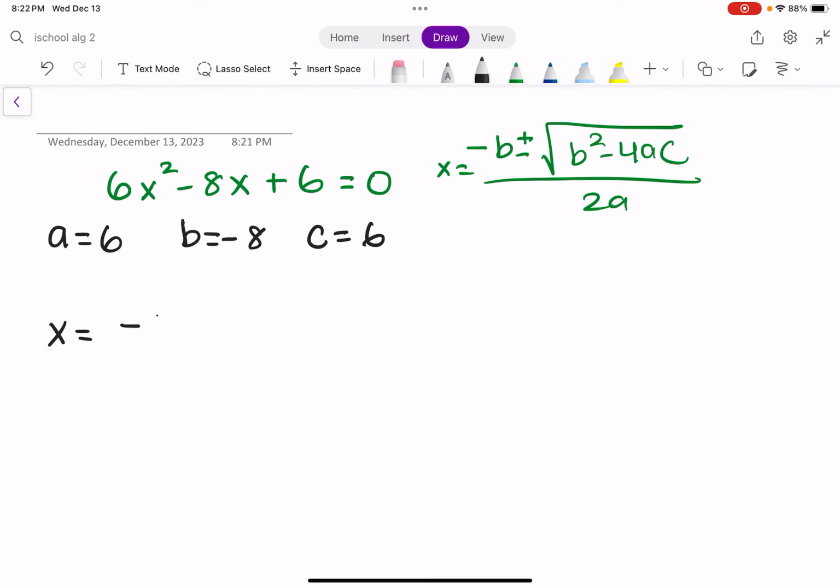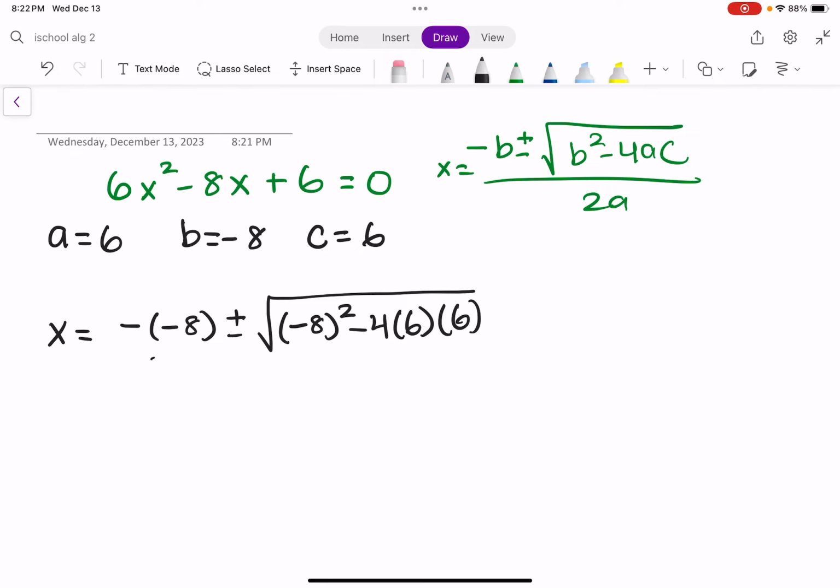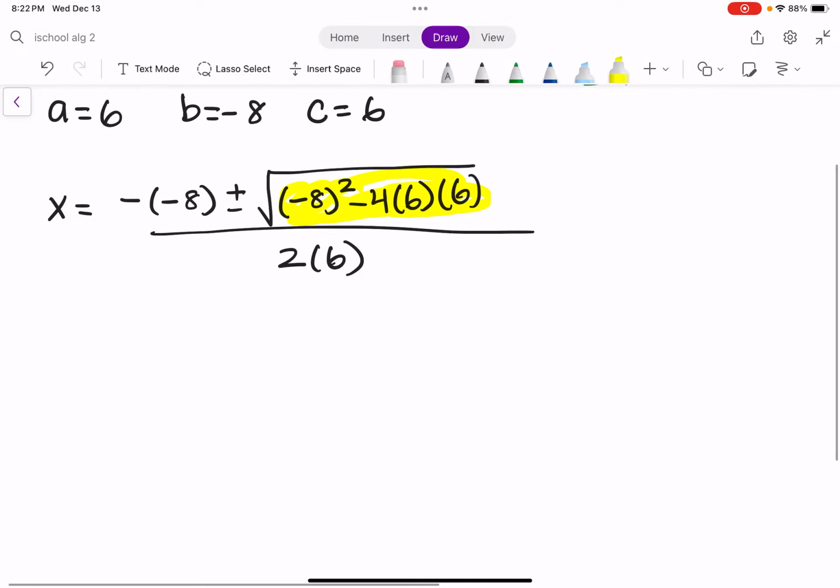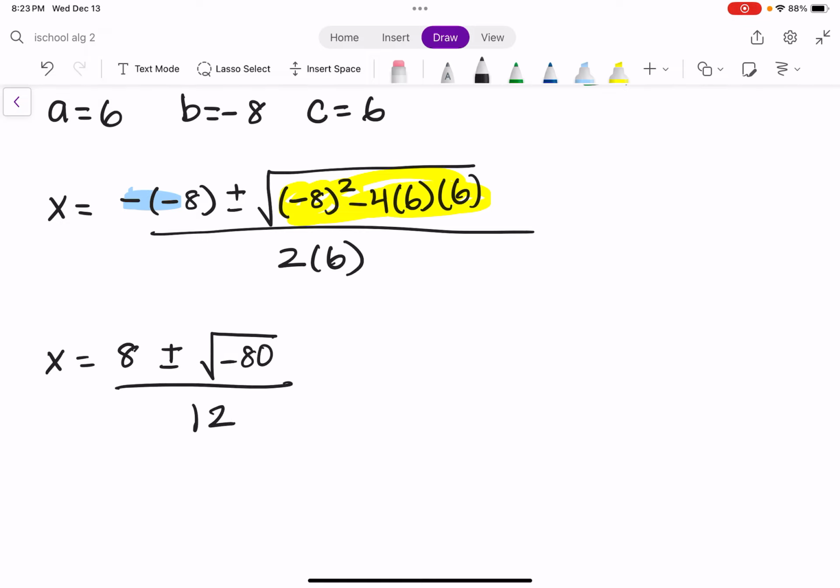We have x equals negative -8, plus or minus the square root of -8 squared minus 4 times 6 times 6, all over 2 times 6. Okay? Now if you put everything underneath the radical in your calculator, you're going to get -80. So we can write this as, also we know 2 negatives is going to give us a positive, so we can write this as 8 plus or minus the square root of -80 all over 12.